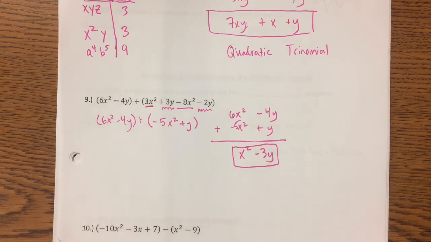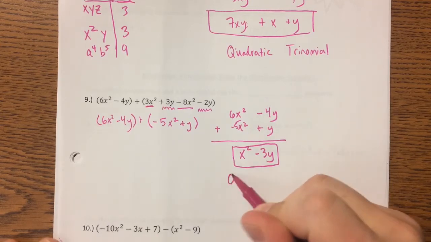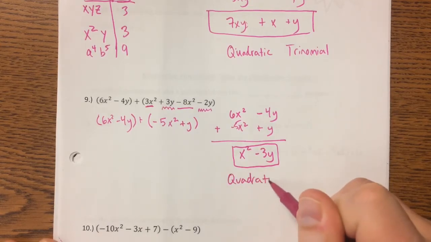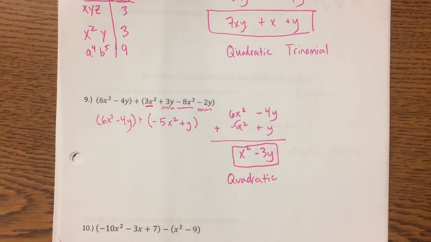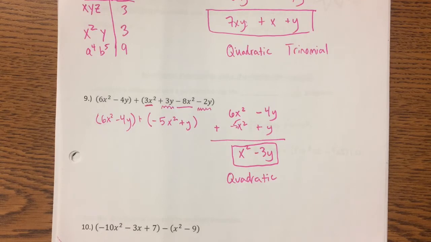So x squared minus 3y, how do we classify it? It's second degree, so what do we call that? Quadratic. Good. And based on the number of terms, first of all, how many terms are there? 2. So how do we classify based on the fact there are 2 terms? Feel free to look back in your notes if you don't remember. Binomial. Good.